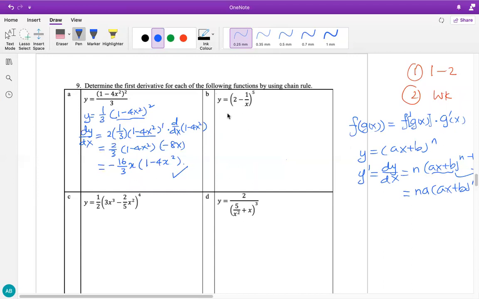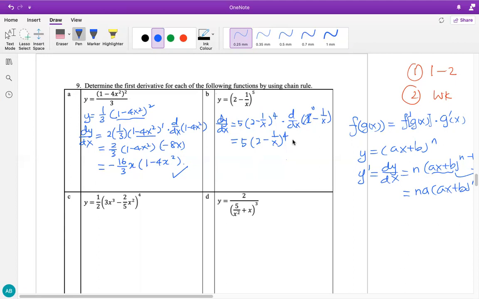Okay, this one, same thing. Differentiate dy/dx. All right, so the bracket first. 5 bring to the front, and then this one becomes power 4. Just copy everything inside. Then I differentiate 2 minus 1 over x. So I get 5 times (2 minus 1 over x) power 4. If I differentiate this one, 2 becomes 0.